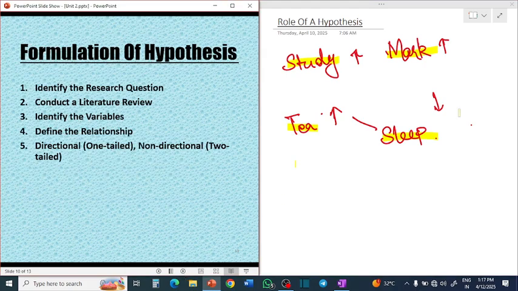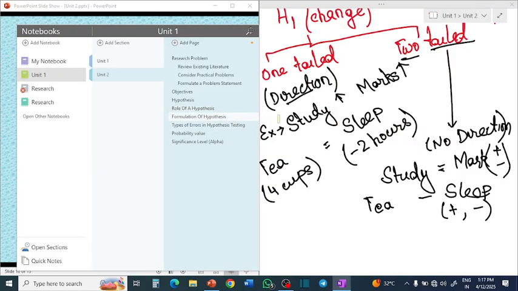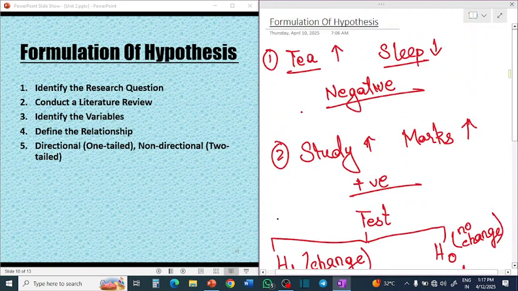Now we will move on to the formulation of hypothesis. So we have already studied how to formulate a hypothesis. In this, we will go into a little more detail. So we have to identify the research question. What is the research question? In the first case, the research question is how much amount of tea has the effect on sleep. What kind of effect tea has on sleep? So this is our research question.